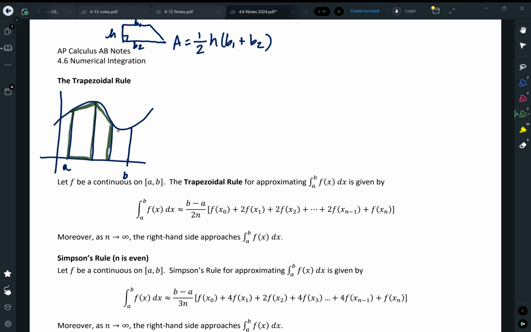So here are my three different trapezoids. You can see one is a little bit of an underestimation, and the other two are over. That's what my area would look like with trapezoids.